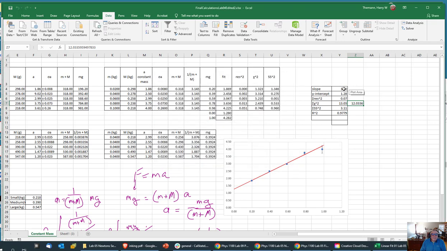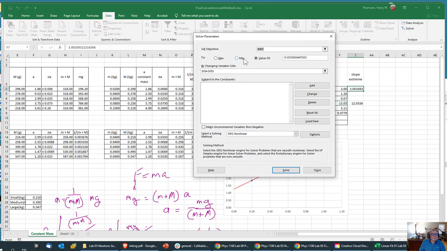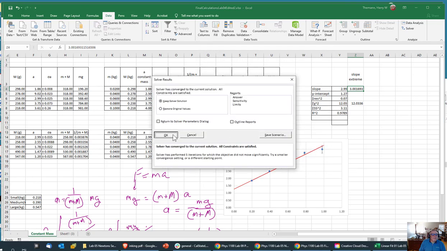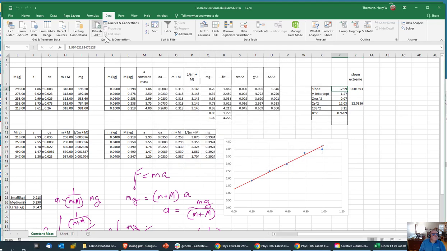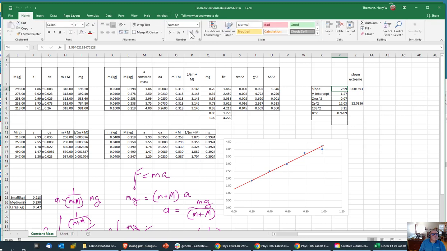Alright, so now the slope, so this is copy. So that is the slope extreme. And now we want to go back to the original. And we can't hit undo. That doesn't work for some reason. We just want to minimize that. Solve. And there it is. And let's add some decimal places here.